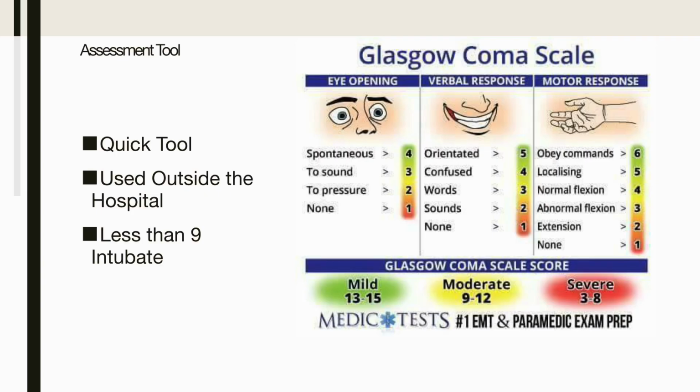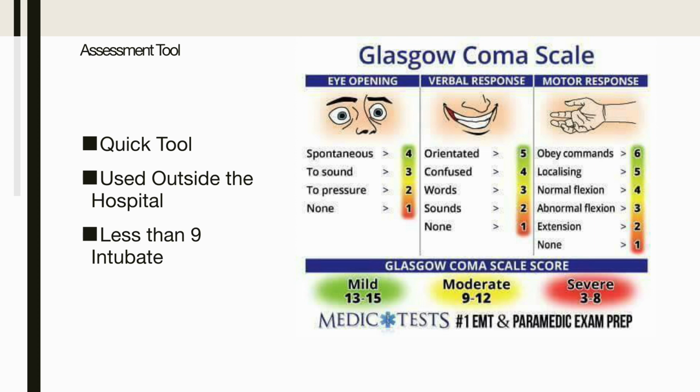Let's take a few seconds to review the Glasgow Coma Scale. It's something that you all were exposed to in health assessment. I've seen people pull it in and out throughout this course. It's a quick tool. It's a really good tool to get that efficient data to you as the nurse, but it's typically used outside the hospital, as you can see by this graphic that it's an EMT paramedic prep. So it's one that they're going to use a lot.